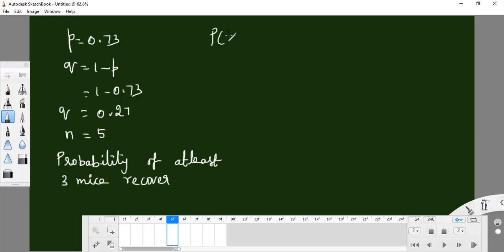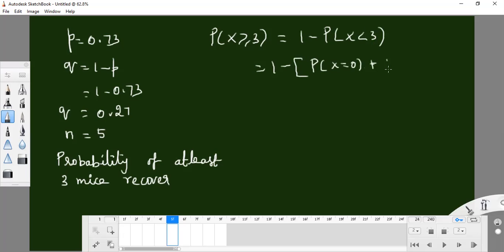So P(x ≥ 3) means you can write 3, 4, 5. Either you can choose P(x = 3), P(x = 4) and P(x = 5), because the n value is 5, or you can choose 1 minus P(x < 3). Both are equal. So 1 minus [P(x = 0) + P(x = 1) + P(x = 2)].